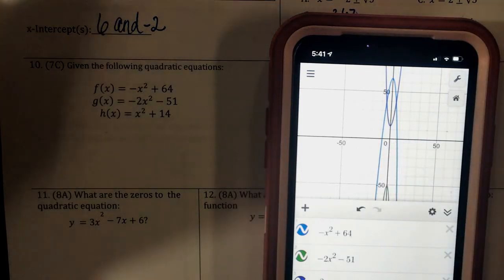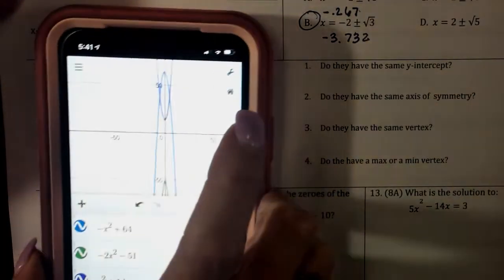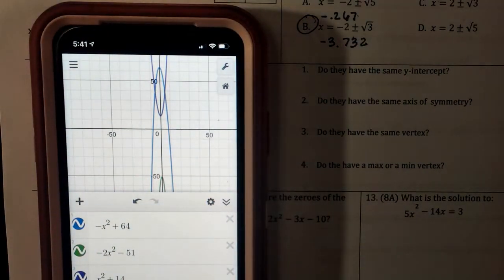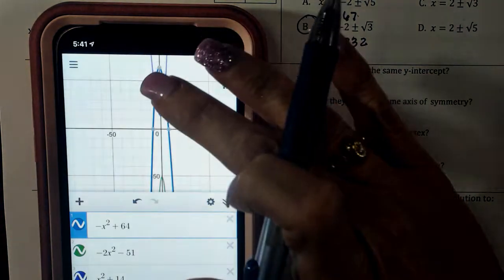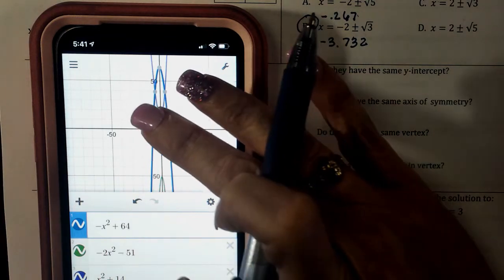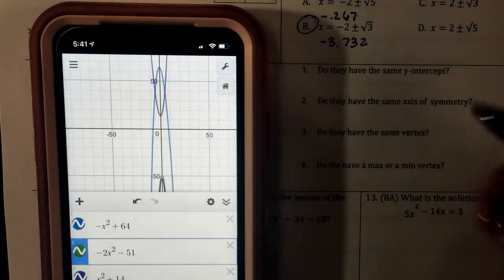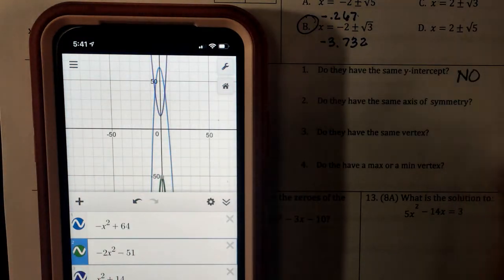Okay, hopefully you can see those pretty well. So here's the question. Do they have the same y-intercept? No. Look at all the different y-intercepts. Yeah, they're all different. So no, they do not. I'm going to say no.